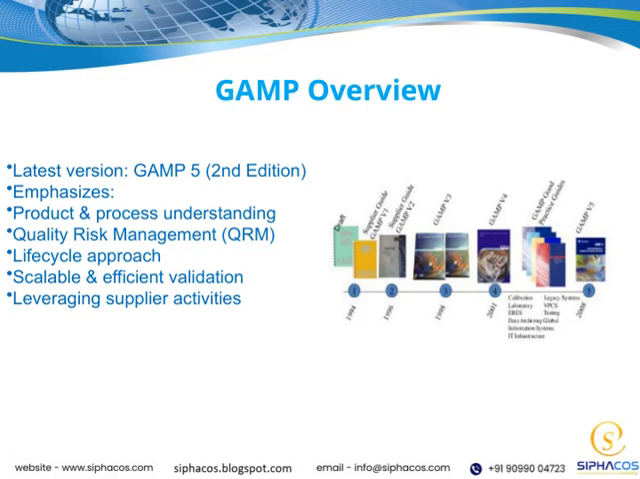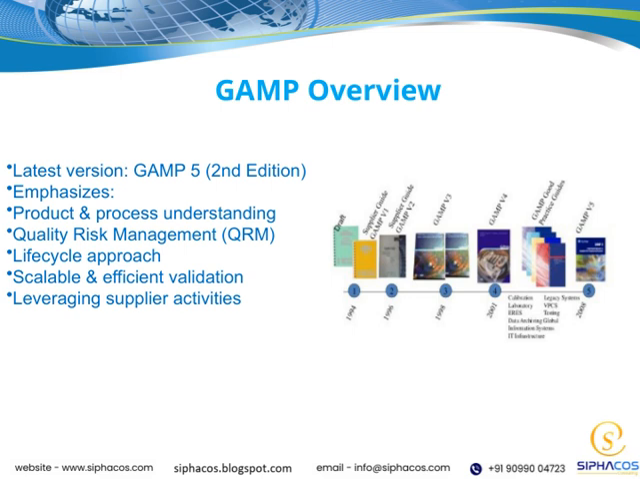Today, we're looking at the latest version of GAMP, which is GAMP 5, 2nd edition. This update really emphasizes a few key areas that are crucial for effective computerized systems validation. First, there's a strong focus on product and process understanding. This means really knowing what your system is supposed to do and how it fits into your overall processes.